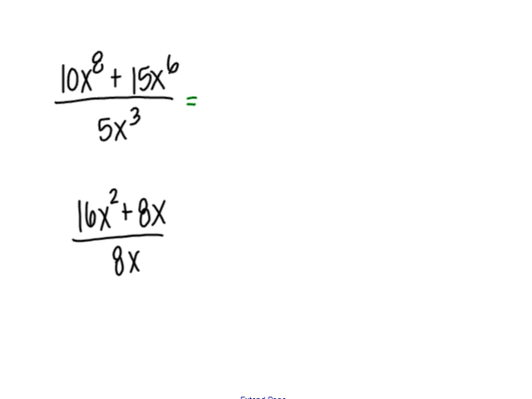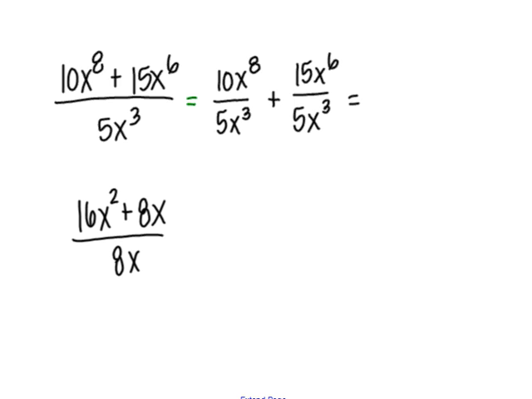And what that actually means is you're going to take 10x to the 8th and you're going to divide it by 5x cubed. Keep your sign, which is plus. And then you're going to divide 15x to the 6th by 5x to the 3rd. Each of those small fractions will then simplify. 5 goes into 10 two times. Subtracting the exponents, you would get an x to the 5th. So your first term would be 2x to the 5th plus.